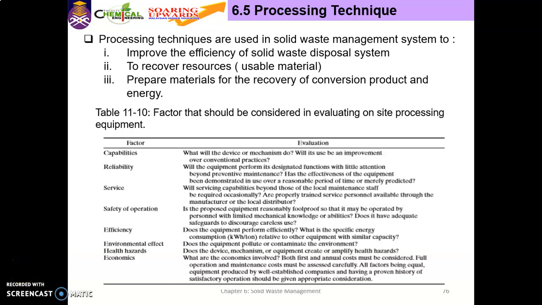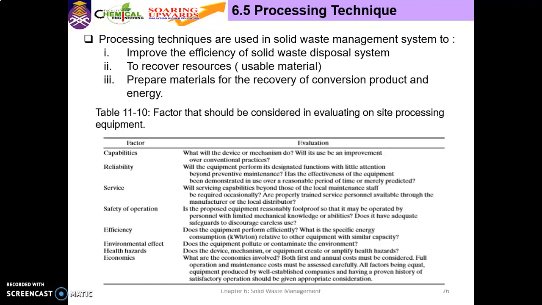Okay, the processing techniques are used in solid waste management to improve the efficiency of the solid waste disposal system, and also to recover resources, any usable material, so we can get it back, and also to prepare materials for the recovery of conversion products and energy. Processing technique means after the truck dumps all the solid waste, this is where the processing technique takes place. Okay.